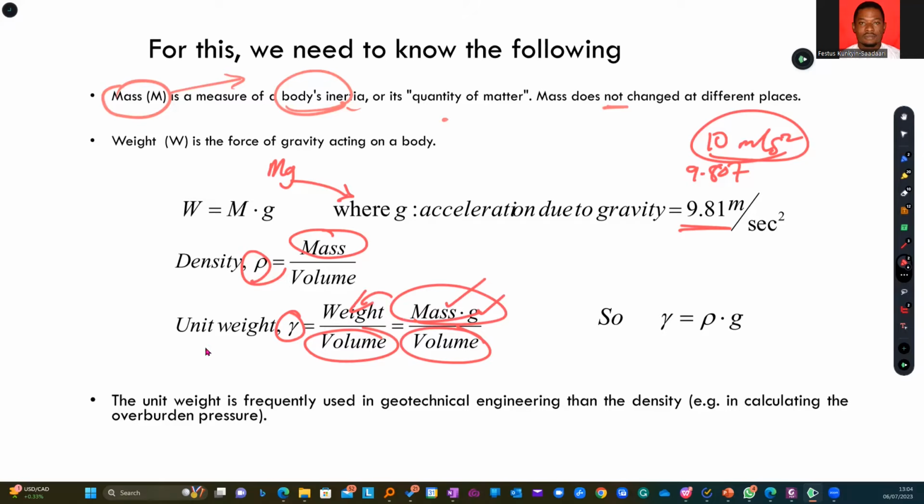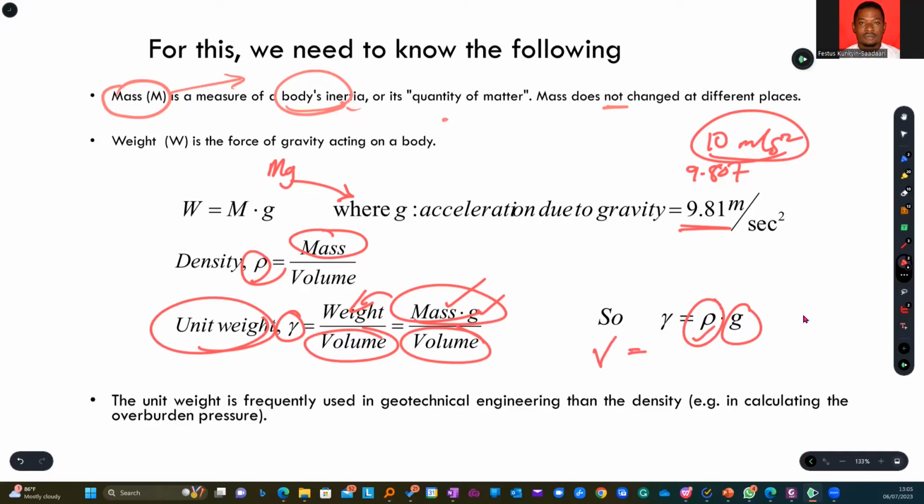This particular unit of measure is usually used when we want to do a lot of civil engineering, and sometimes even if you want to consider the material in situ. So that is expressed as what? The unit weight is equal to the density of the sample times the acceleration due to gravity. So take note of this as well. Unit weight is frequently used in geotechnical engineering rather than density, because here we are actually dealing with the weight or heaviness of the sample.